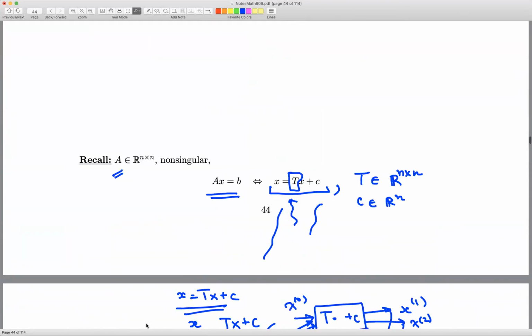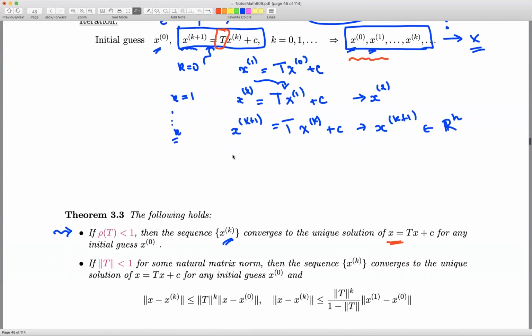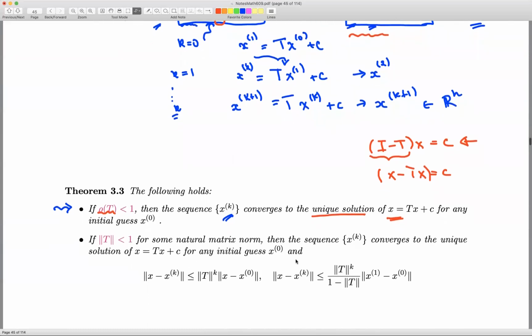That's why, when we go back to the system x is equal to Tx plus c, we can rewrite it in the form, if we move Tx to the other side, x minus Tx is equal to c. If we pull out x, this is exactly (identity minus T) applied to x is equal to c. And if the spectral radius of T is less than 1, then identity minus T will be an invertible matrix, and therefore this system will have a unique solution. So it will converge to the unique solution of this system.